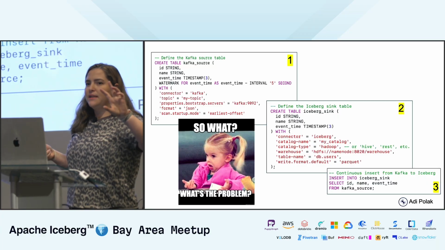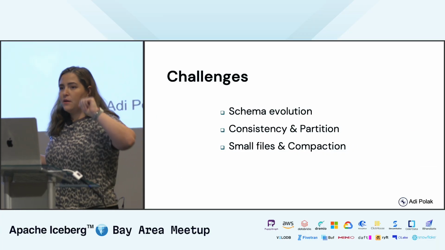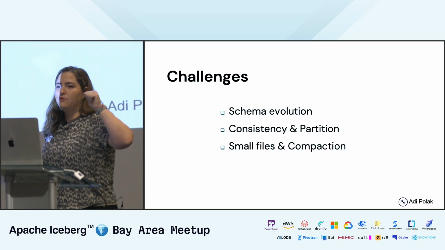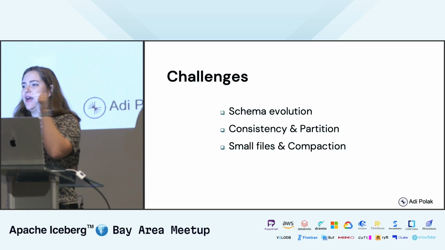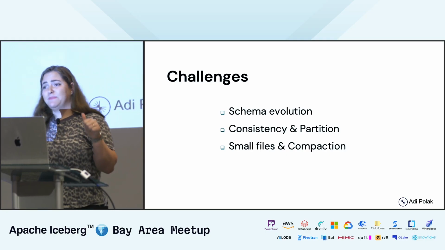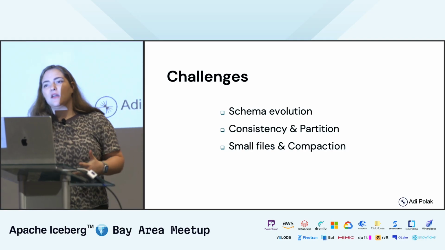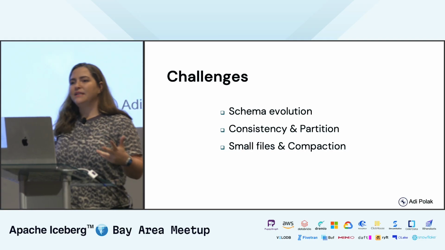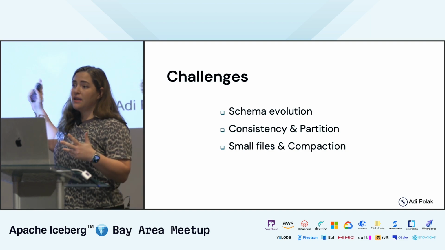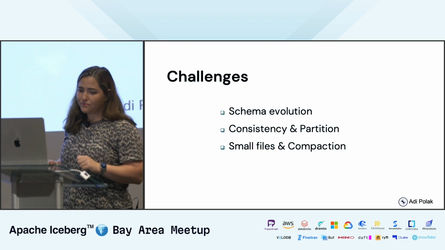And here are the 3 reasons why it didn't work. 1, schema evolution. In real life, our schema changes. We have a lot of complexities around schema, especially if we have different Kafka topics where different producers produce their own schema. There's not always alignment, and it takes time to create an alignment. So that was one of the challenges.